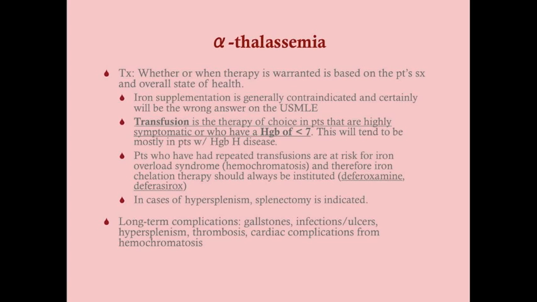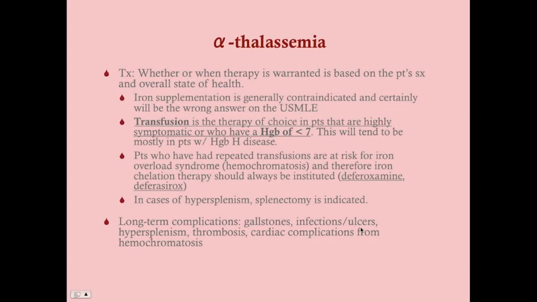Long-term complications of alpha thalassemia are going to be any kind of syndromes that are associated with increased hemolysis, so gallstones and hypersplenism are 2 of them. Infections and ulcers, thrombosis, and you can also get cardiac complications, restrictive cardiomyopathy from hemochromatosis. But we tend to prevent that by making sure that we monitor their serum iron levels.